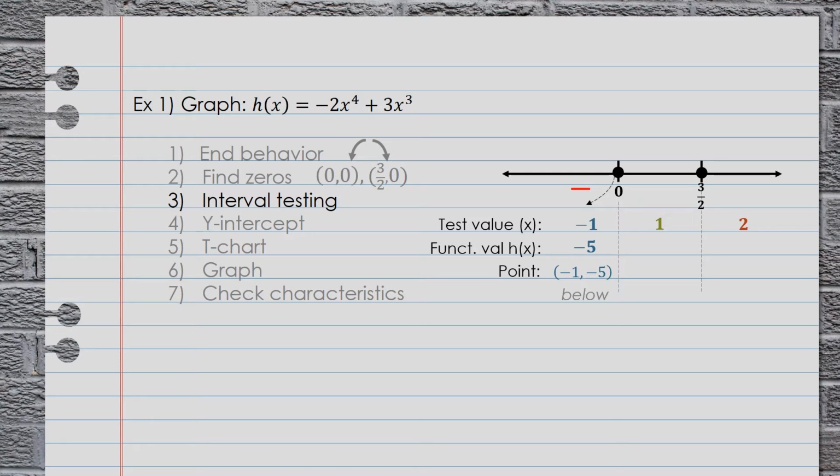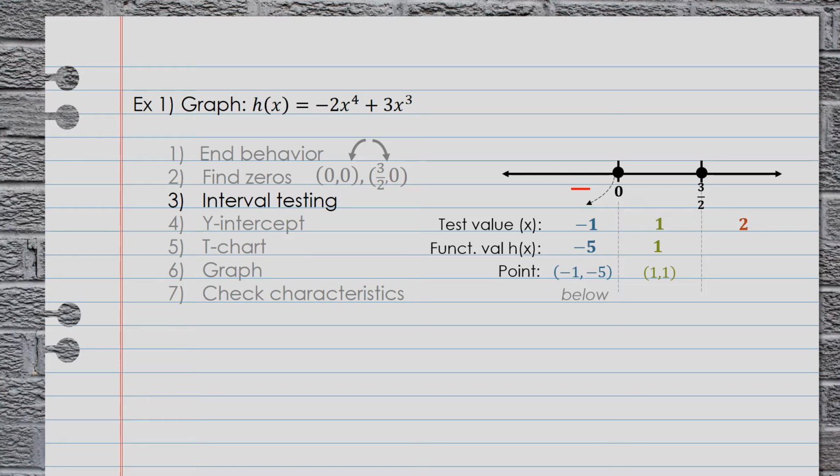Now in the middle region, we chose x to equal 1. I need to find the corresponding y value. Take the time now to plug a 1 into the function. Hopefully you found the result to be 1, which means the corresponding point would be (1, 1).